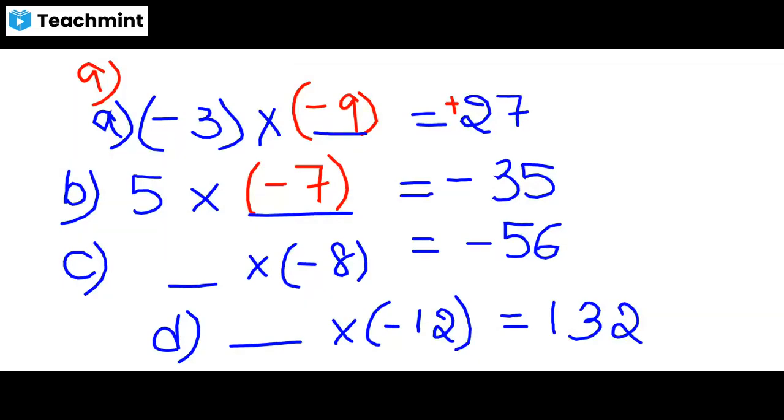Next, for minus 8, what should you multiply to get minus 56? Plus 7. I told you, plus 7. 7 into minus 8 is equal to minus 56. Now here 132 is given. What should you multiply with minus 12? Minus 11.